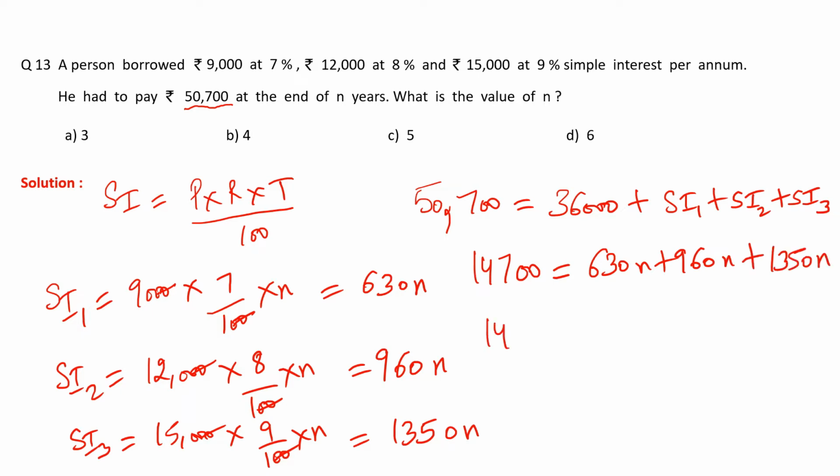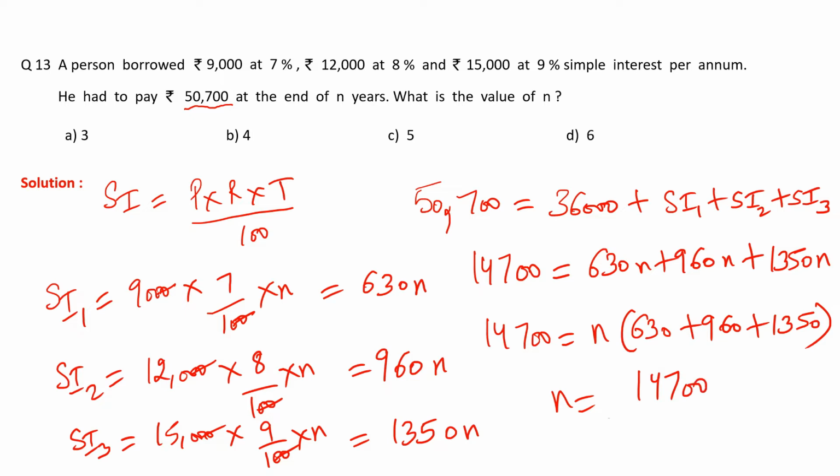So we can say 14,700 equal to, take out n common, it's a simple linear equation. So it is 630 plus 960 plus 1350. So from here it becomes n equal to 14,700 divided upon, when we add these values 630, 960 and 1350, it becomes 2940.